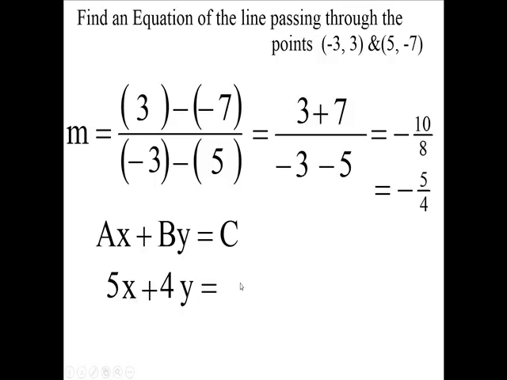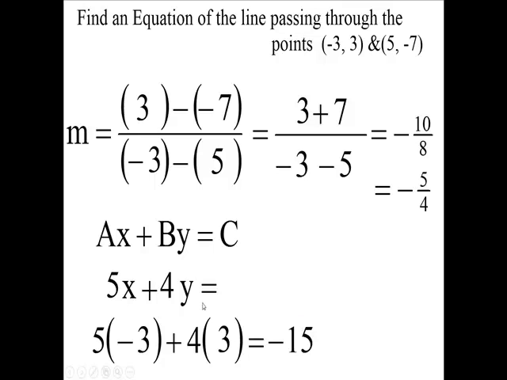Now C has to do with one of these points. Pick one of these 2 points. Say the (-3, 3). Okay? And in place of x, plug in the -3. And in place of the y, plug in the 3. So you're getting -15 here. And plus 12, which is a -3. So in standard form, the equation is 5x plus 4y is -3.